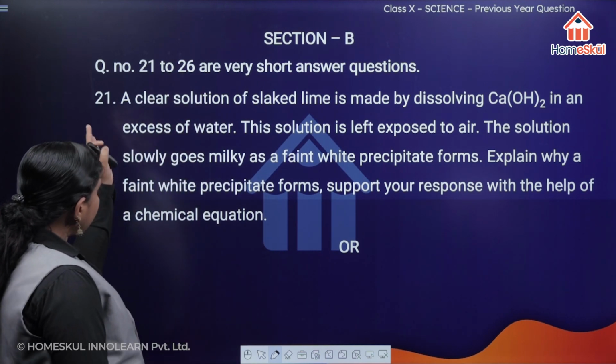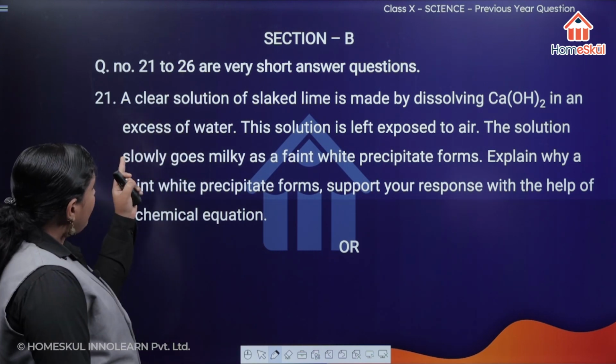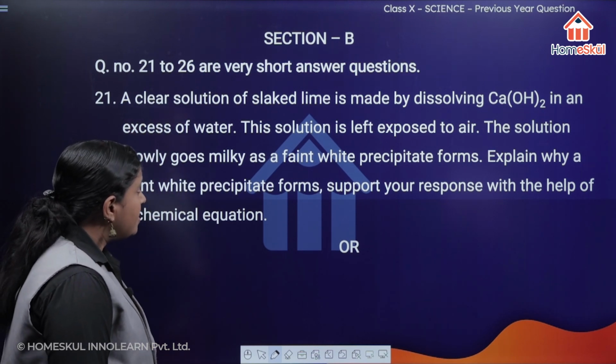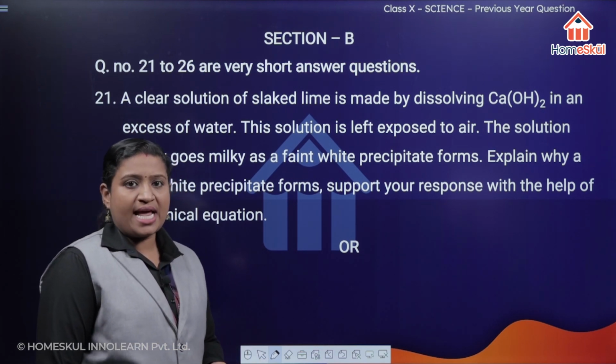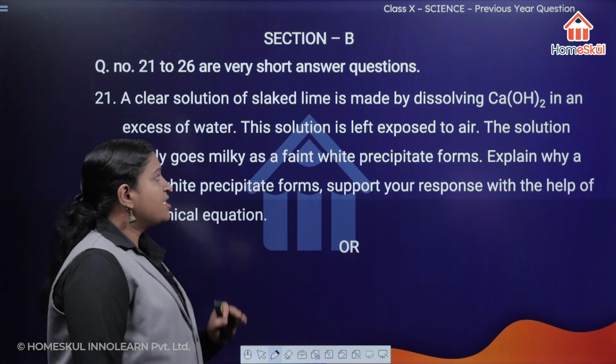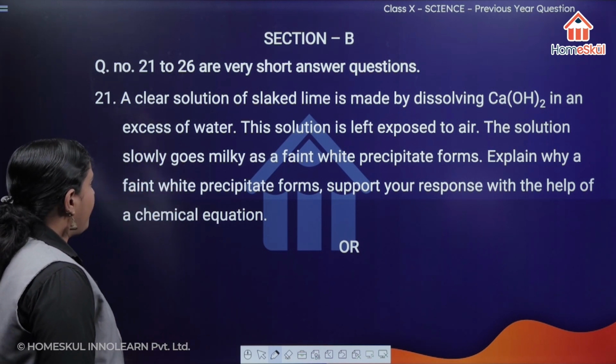So now we are going to discuss Section B. Here, altogether from question number 21 to 26, you will be having very short answer type questions. Okay, so let's see the chemistry question now.